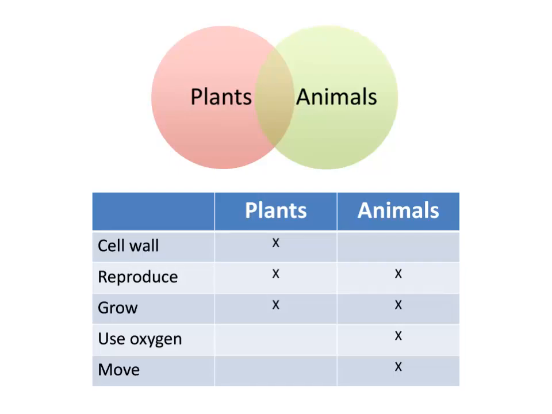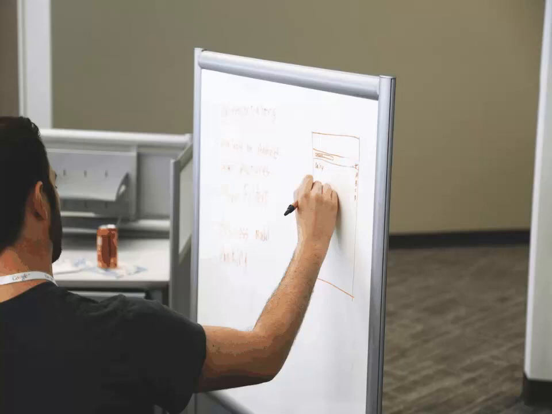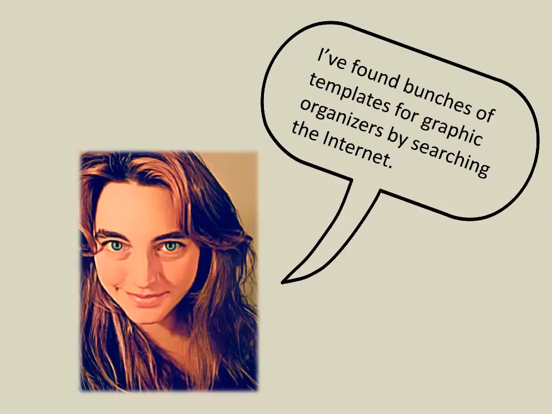I bet we could also use a crosswalk to show the same things about plants and animals we could see on the Venn diagram. Our conversation has convinced me that graphic organizers can be used in a lot of different ways, and they don't always need to be created to look as polished as the ones we've been showing one another. Sometimes we could draw them with students using the chalkboard or a poster board, or we could ask students to draw them on their own. That's true. I've also found bunches of templates for graphic organizers by searching the internet.